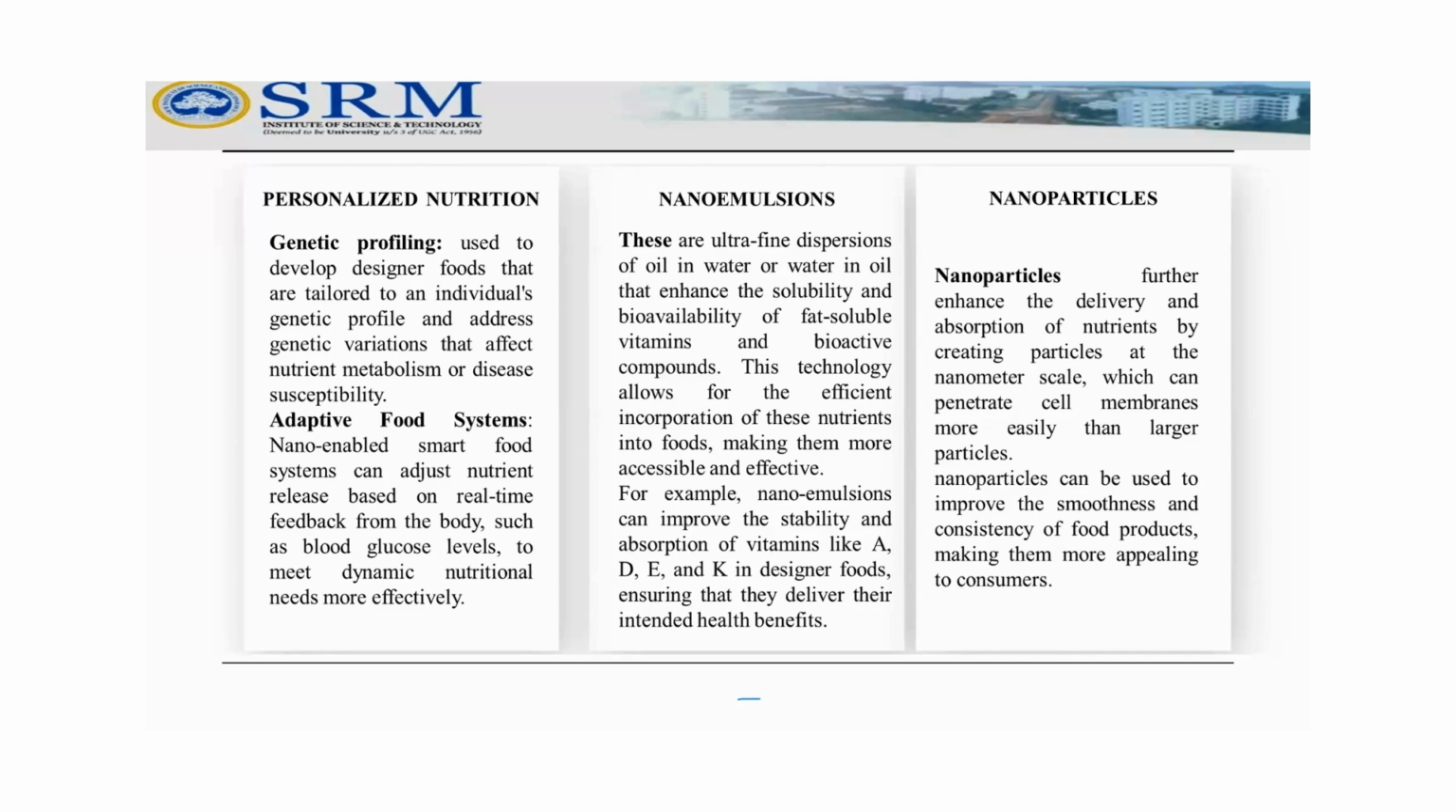Then the next application is nanoparticles. Nanoparticles further enhance the delivery and absorption of nutrients by creating particles at the nanometer scale, which can penetrate cell membranes more easily than larger particles. Nanoparticles can be used to improve the smoothness and the consistency of the products, making them more appealing to consumers. This is with respect to nanoparticles.